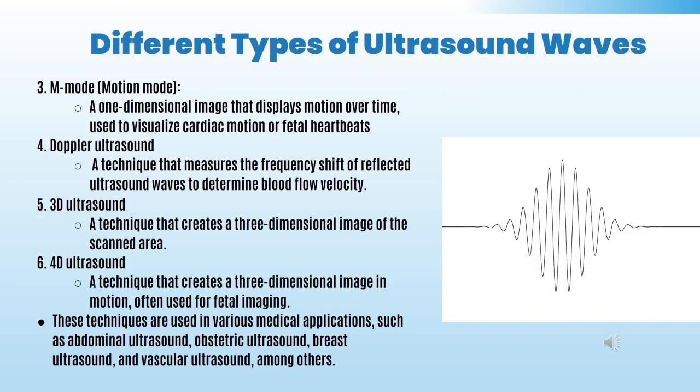Also, Doppler ultrasound is a technique that measures the frequency shift of reflected ultrasound waves to determine blood flow velocity. So the signal is reflecting off of the moving red blood cells. It's pretty crazy. 3D ultrasound is a technique that creates a three-dimensional image of the scanned area.